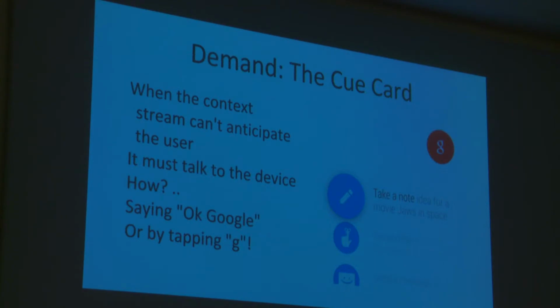And here's the demand. So, as good as Google is, they're not mind readers. You know, there's some things that you just need to tell it to do. That's where the demand paradigm comes in. And what you do with that is you hit the G, and then you can do stuff like take a note or remind me to check something. Remind me to pick up milk the next time I'm at a grocery store.